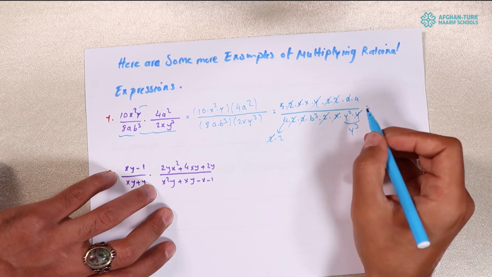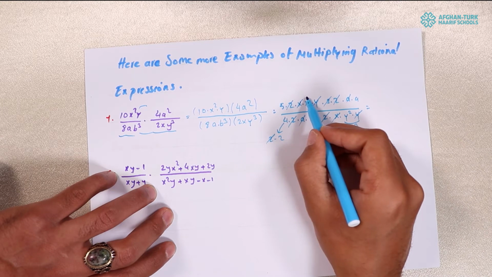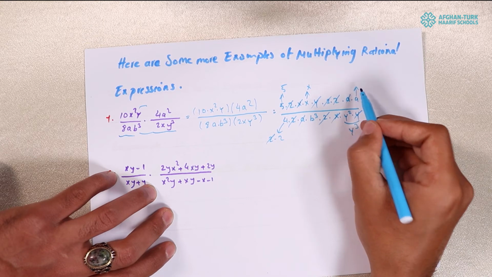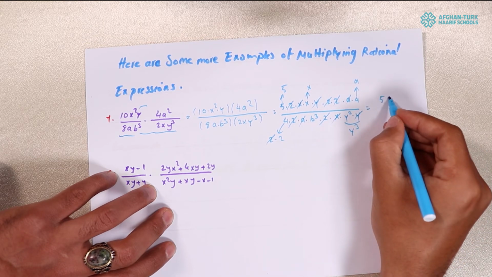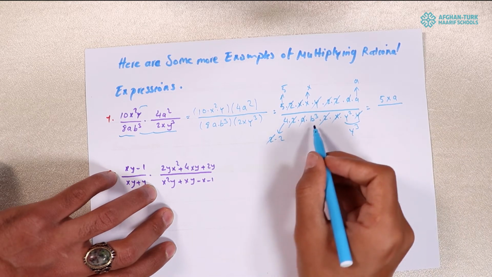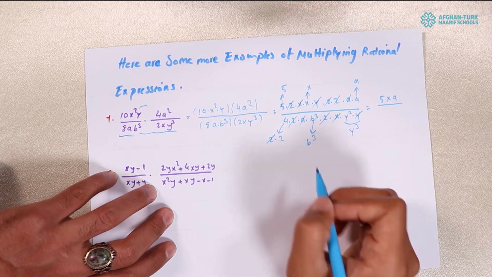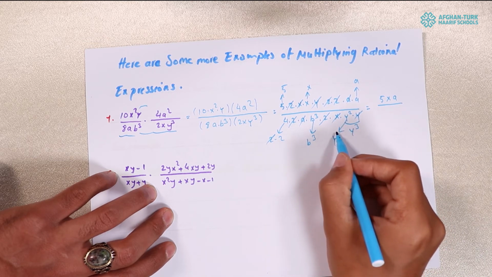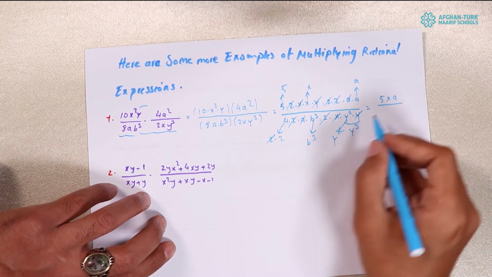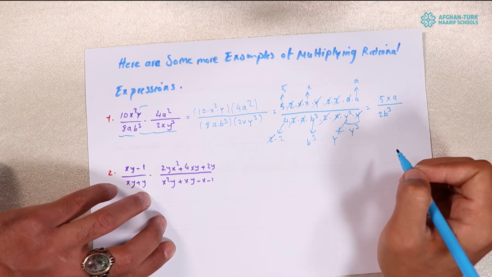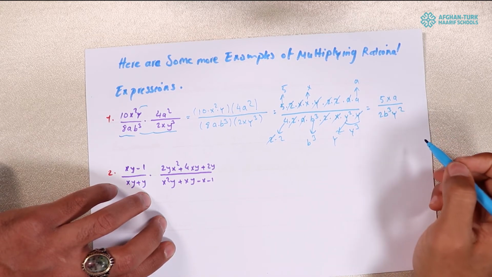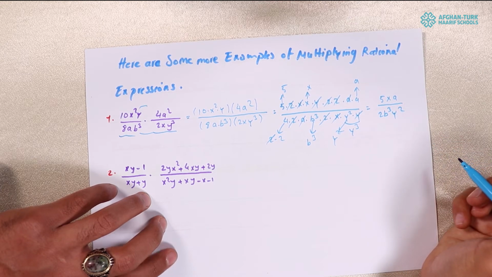Am I right? So we have x, we have 5, we have a. So 5xa from the numerator, and also we have 2 and b cubed, and also y squared. So we can write it at the denominator: 2b cubed and also y squared. So we don't have any common factors to cancel or simplify.